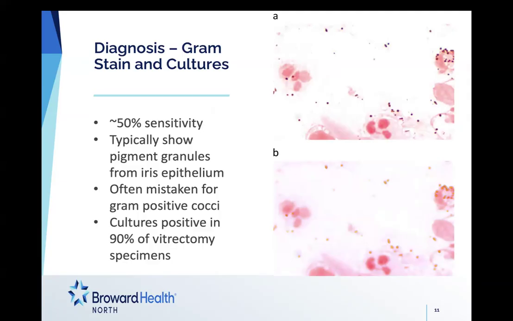So what do you see on gram stain? You are going to see these pigment granules, and they look fairly similar. They actually look like gram-positive cocci. In a lot of cases, it is mistaken for that. So what you can do when looking at this underneath the microscope, if you use the fine focus knob, you'll be able to see in image B the pigment granules and how they have a coppery kind of color. And that'll let you know that it's not gram-positive cocci. It's actually the pigment granules that came from the iris of the eye when the sample was taken.